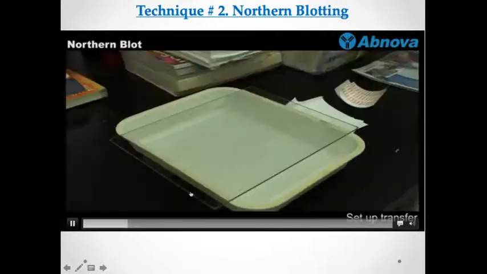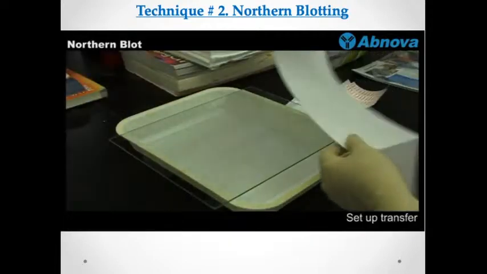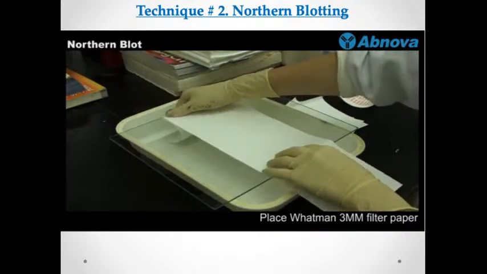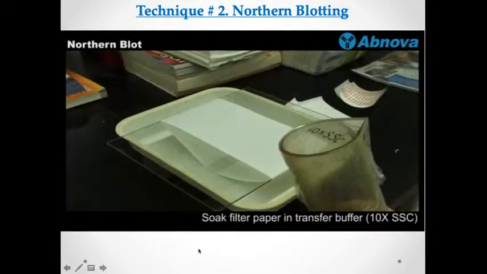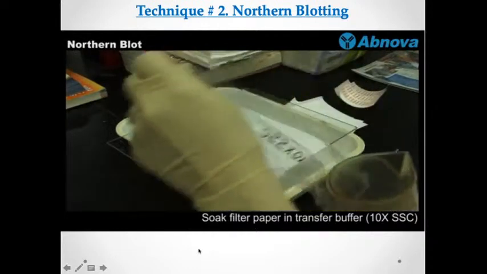Then comes the Northern transfer. The same way as the previous one we did, place Whatman paper. Add your 10x SSC buffer.